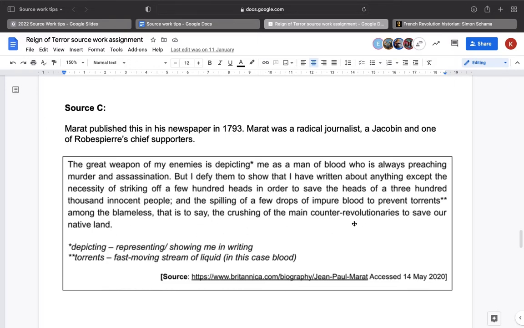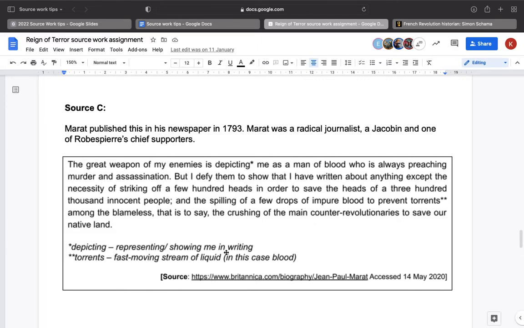So very emotive language. If I was answering a question about whether the source is reliable for knowing about what happened during the Reign of Terror, not very reliable because he's using all these dramatic images. If I wanted to know if it was reliable for knowing what Marat thought, it is actually reliable. But I want to know, how is the source useful to me in understanding the Reign of Terror?